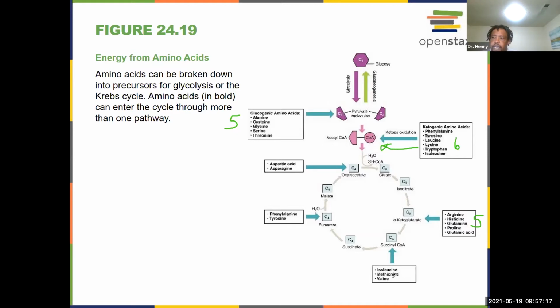Isoleucine, methionine, valine, these guys are going to be kind of similar to succinate. So they're going to be entering at that part of the cycle. Okay, so then that's 3. And then we have our phenylalanine, our tyrosine, which we've already talked about. Phenylalanine, they can also be used to enter at this component of the cycle.